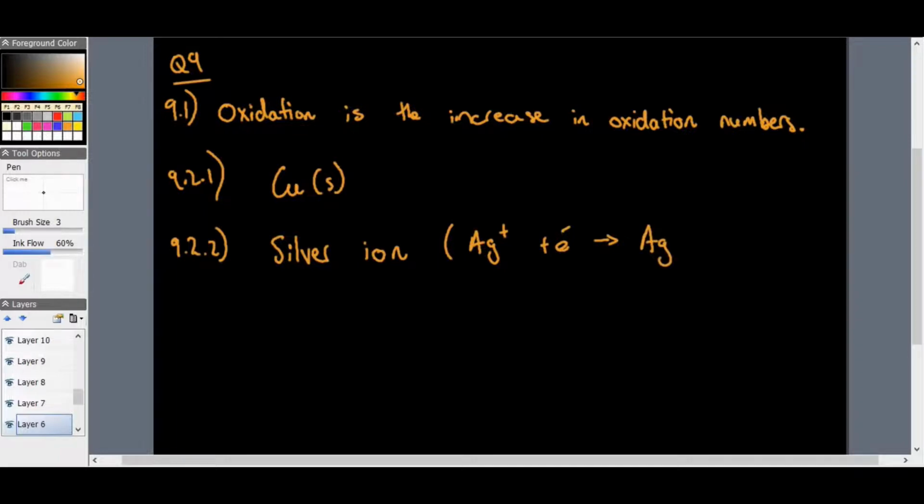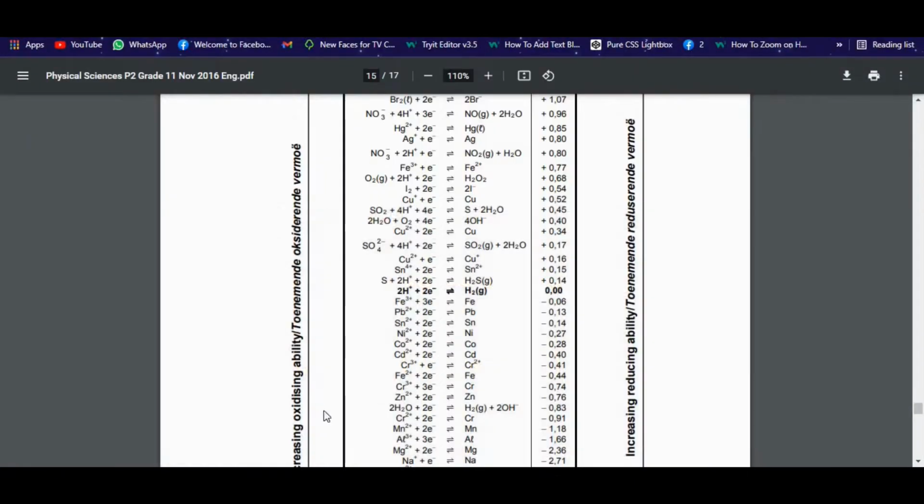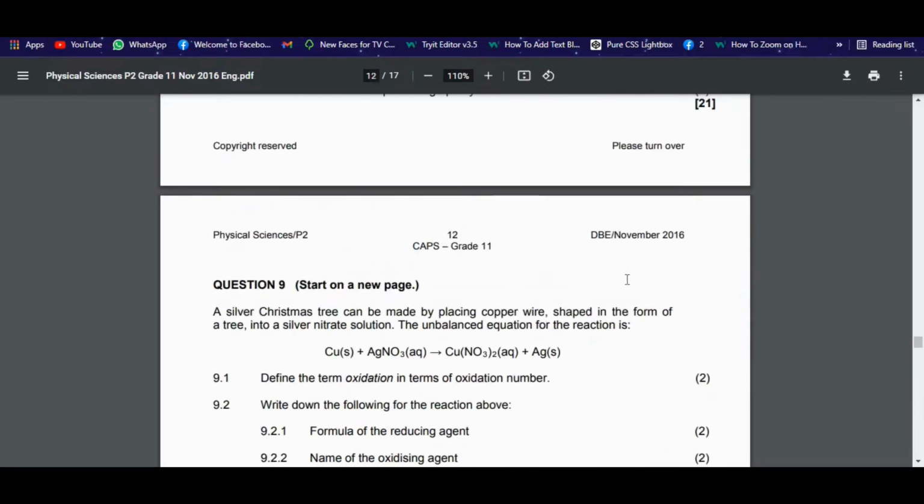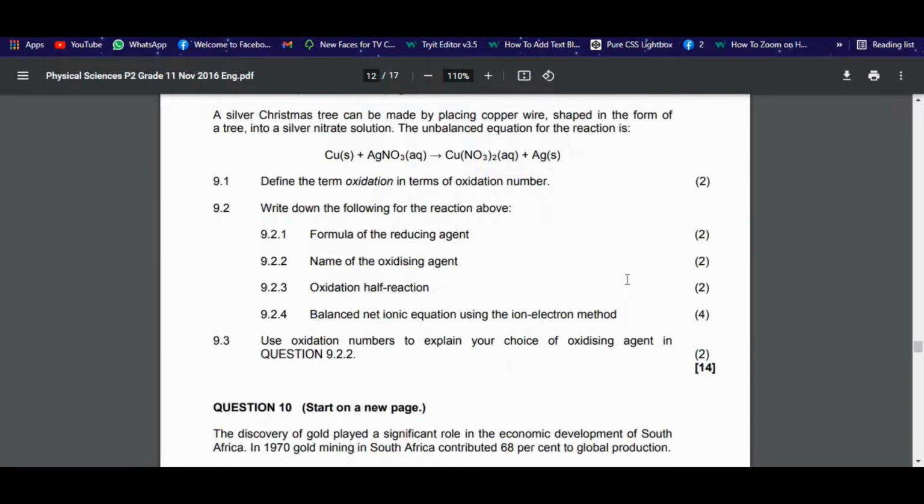Ag plus. That's the oxidizing agent because silver was actually reduced. An oxidizing agent causes the oxidation of the other substance and is itself reduced. A reducing agent causes the other substance to be reduced, and is itself oxidized.